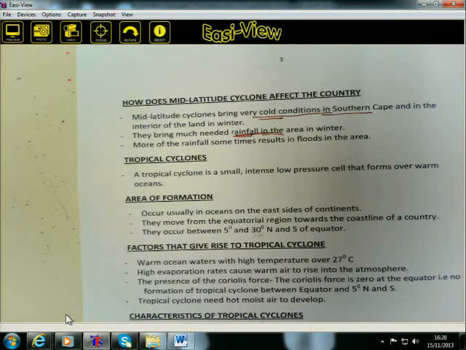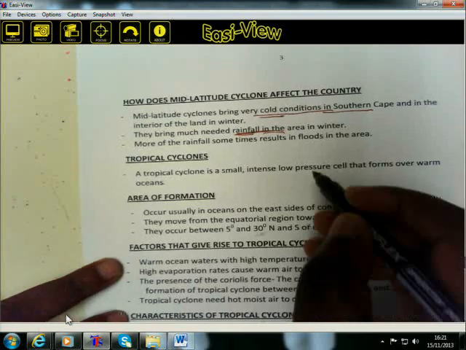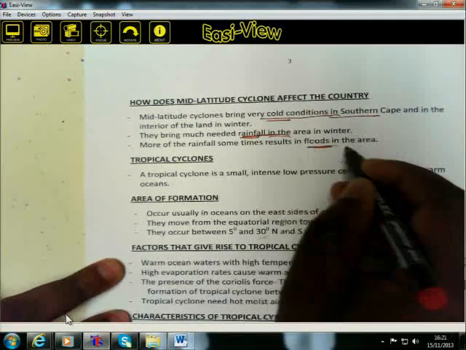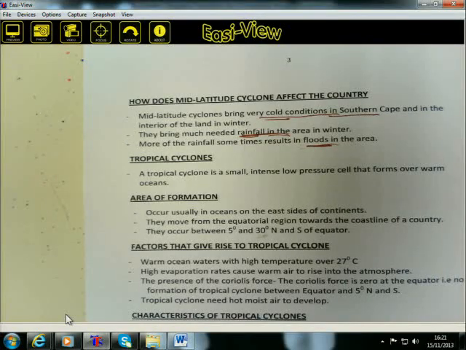And lastly, when there is more rainfall, it sometimes results in floods.